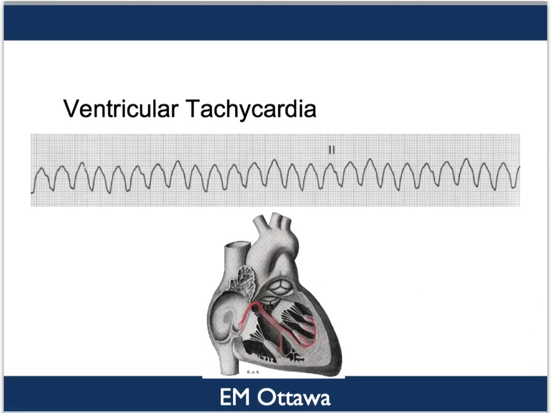Next, we will talk about wide complex tachycardia. These are rhythms generated from the ventricles. The first one is ventricular tachycardia, or VTAC. This rhythm is the tachycardia that comes from the ventricles. Since it comes from the ventricles, the QRS complexes are wide. They will be regular. And since it does not come from the SA node, there will be no P waves.